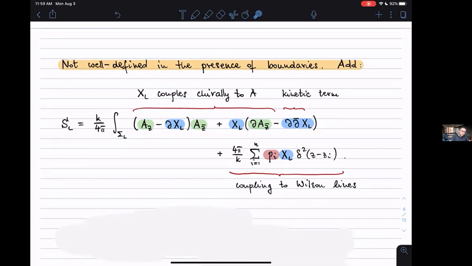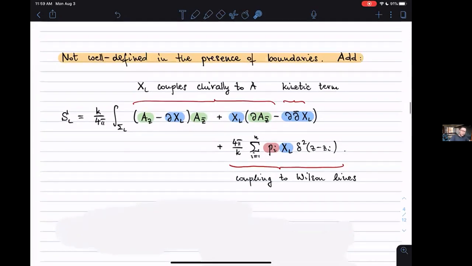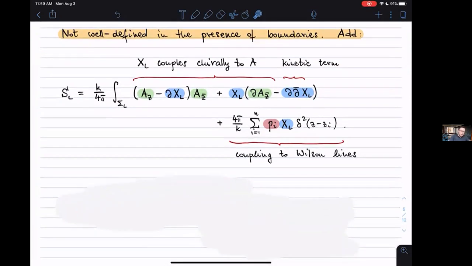You might also wonder whether these terms look oddly similar, that they can be related perhaps by integration by parts, and that would almost be true, but you have to be a bit more careful with integration by parts because of single-valuedness of your field. Okay, the final term here is the kinetic term, so that's just the kinetic term for a boson. Okay, and then in the final line we have the obvious coupling to Wilson lines, which is the P dot X left coupling.